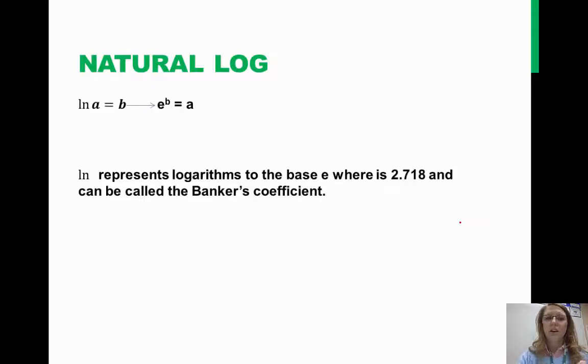A natural log looks like this: ln a equals b. The base of a natural log is e. E is a special number, 2.718, and it's used in banking. It's a banker's coefficient. You see it a lot when talking about compounding continuously, and we're going to talk about that more in our finance unit. But the natural log of a equals b can be converted into exponential form as e to the b power equals a.